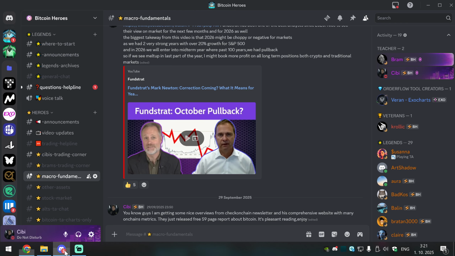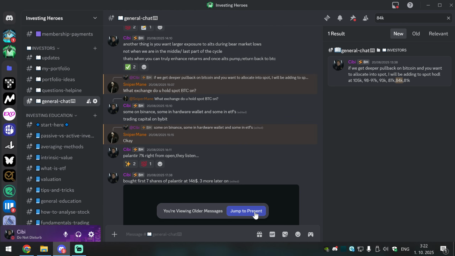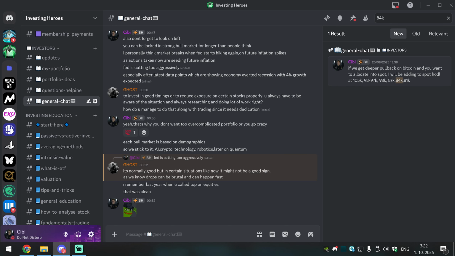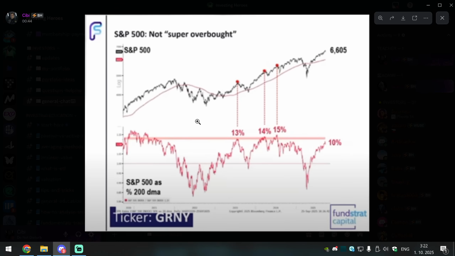So this is really interesting. One more thing I can show you here in general chat. Historically, S&P 500 is very overpriced when we are trading 13 to 15% above the 200 DMA. Right now we are at 10%, so we still have more room to go, but I don't think that much, like people think, that we will melt up. I think it's possibly the late part of the cycle.